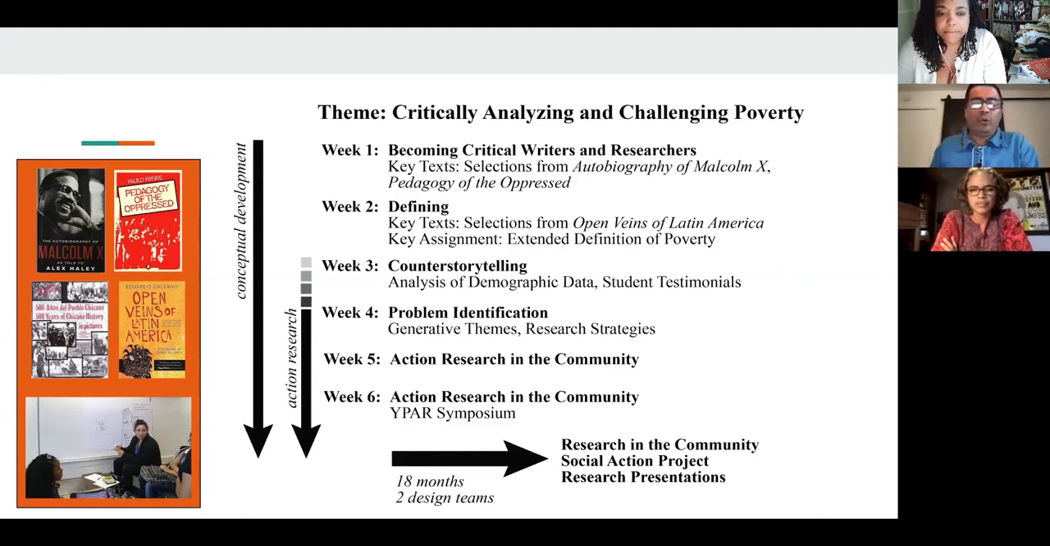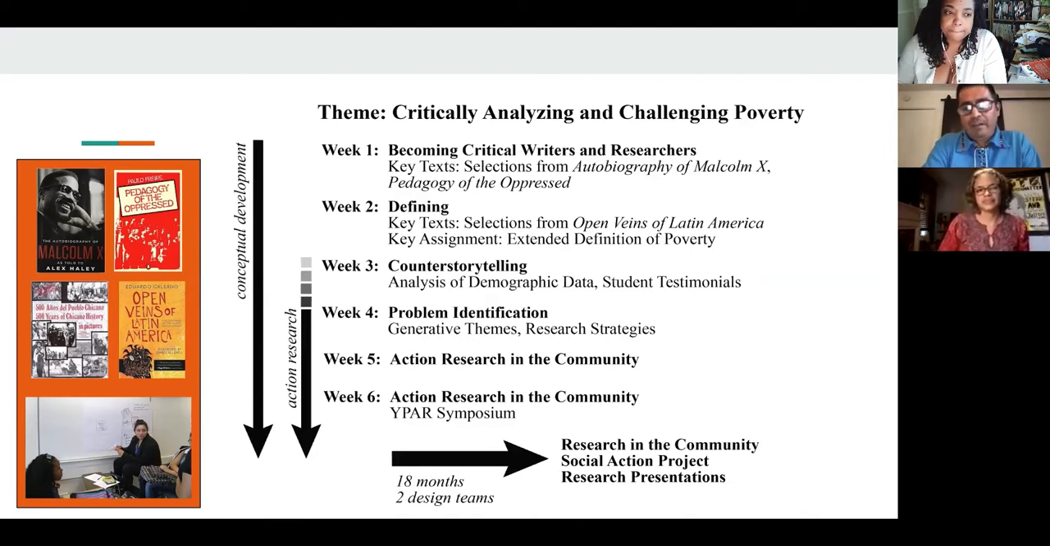And just beautiful stories that build from dictionary definitions, but that are also extended, that bring their own analyses, that bring texts, but also their lived experience. It's why it's called an extended or stretch definition. We work from there towards counter storytelling, where we looked at data. If it's a research course, we're going to actually do research. I was teaching them how to read demographic data and how to understand it, and also taught them other qualitative strategies, which took form in weeks 4, 5, and 6.